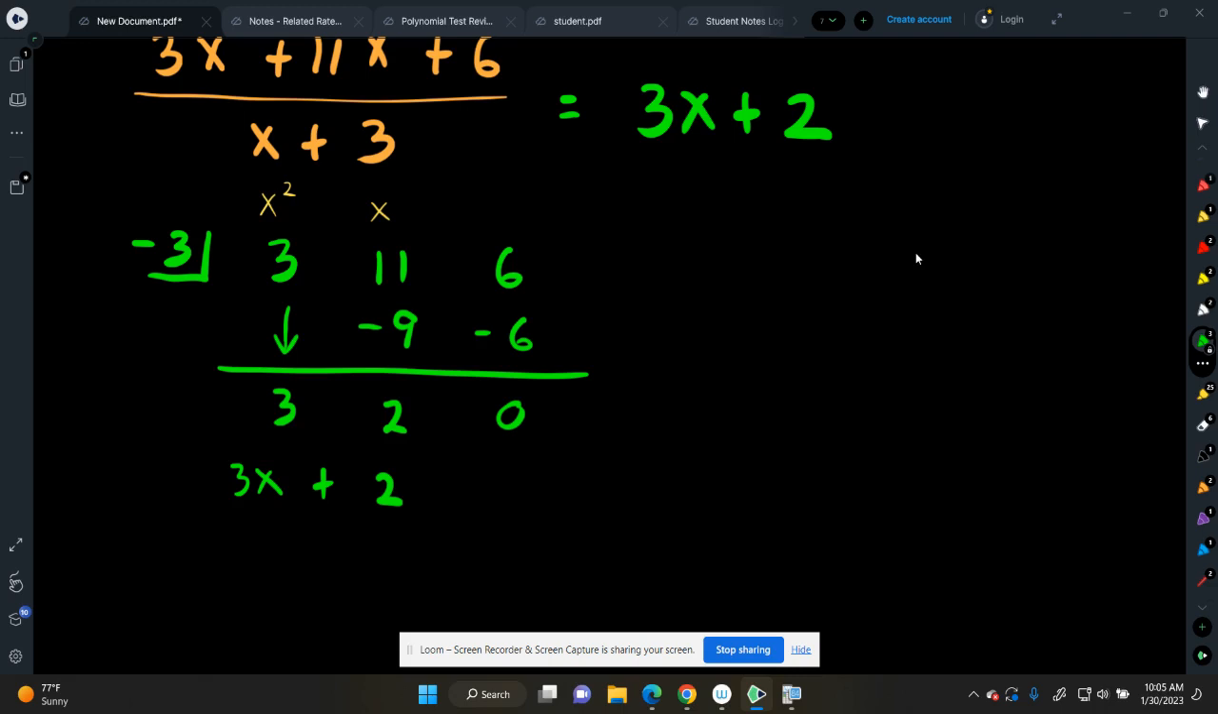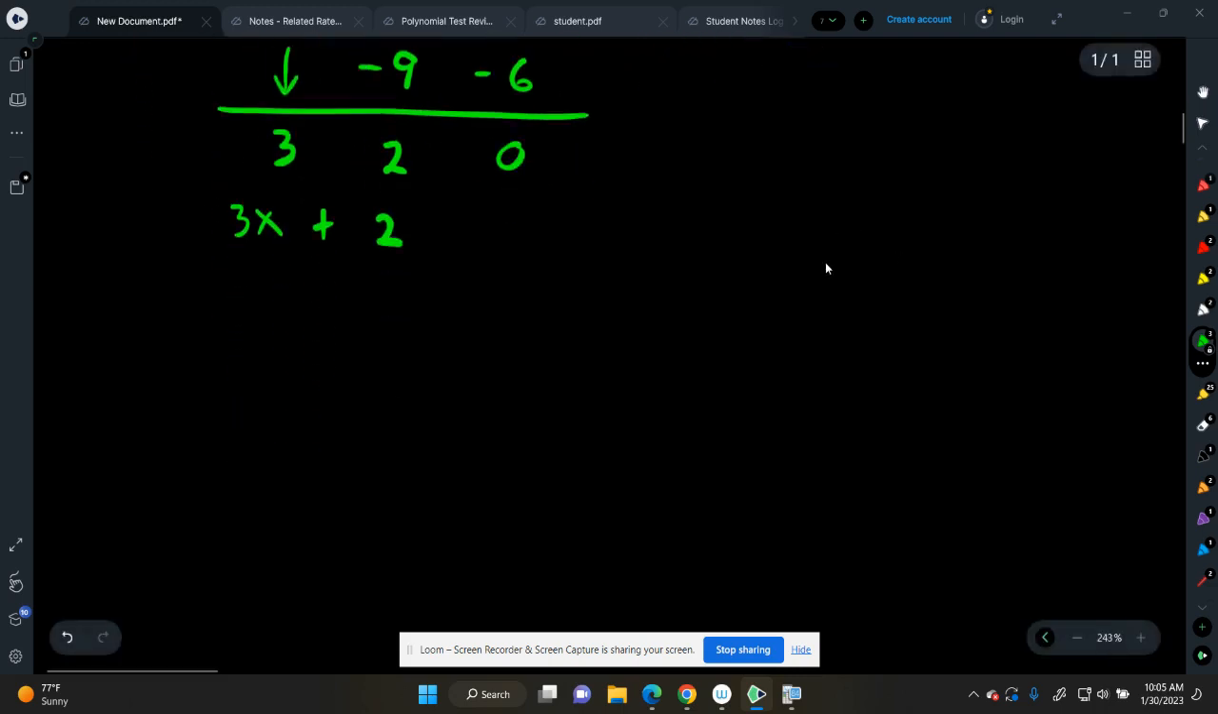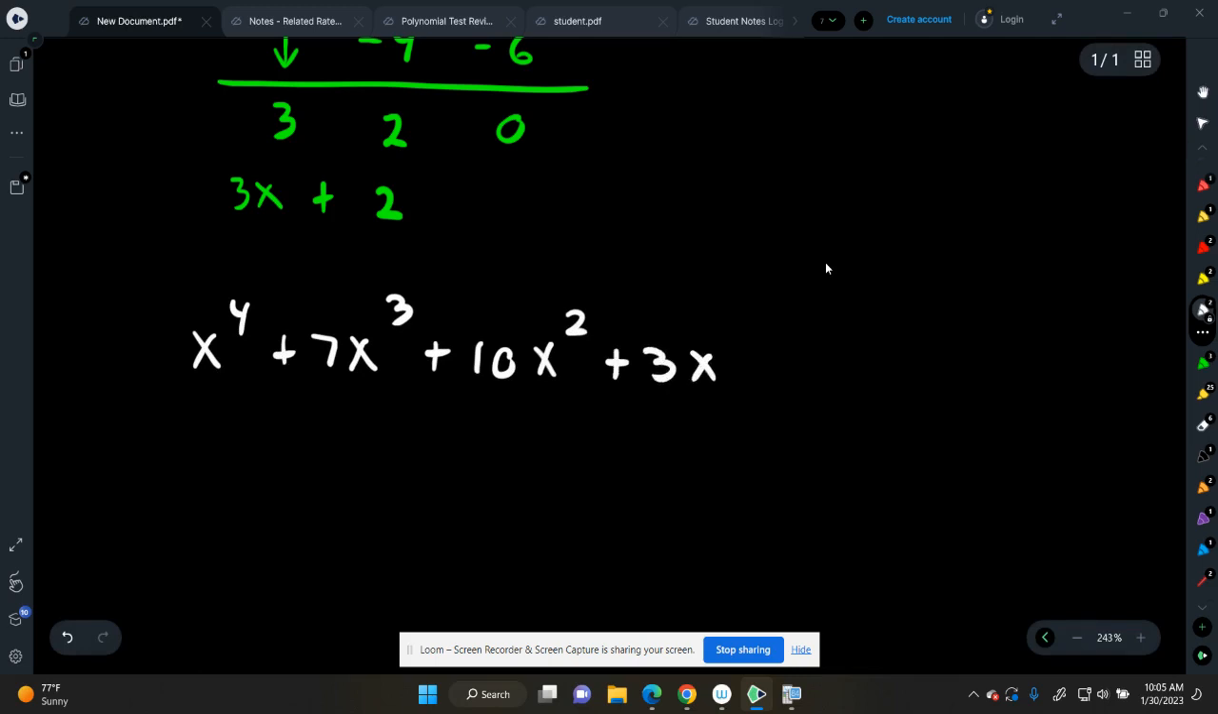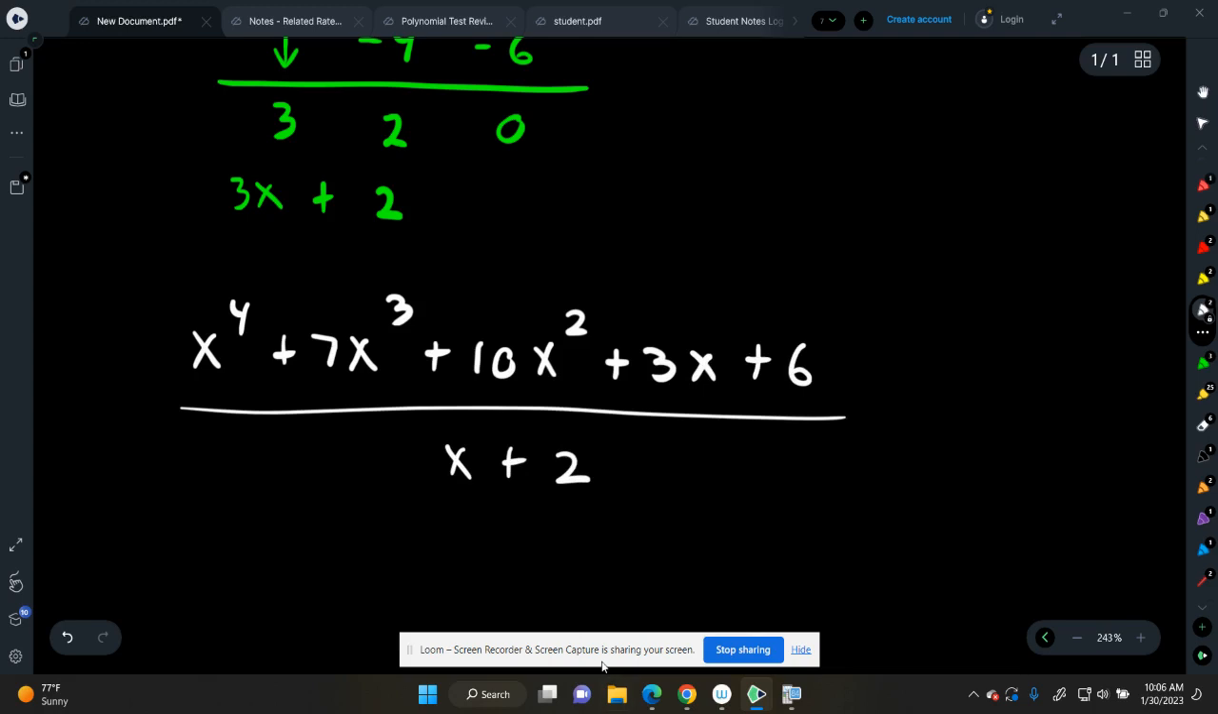Okay. Let's do another one. See, this is easy, right? Let's do the last one that we did. X to the 4th plus 7x to the 3rd plus 10x squared plus 3x plus 6 divided by x plus 2.